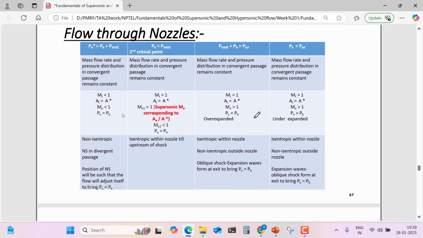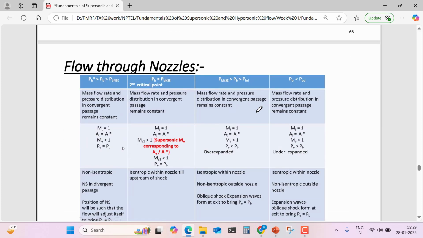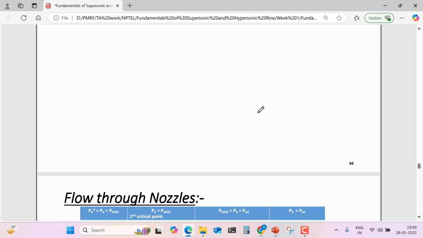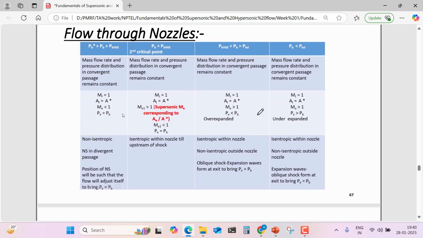Now if we reduce pressure further than the third critical point, then the flow will become underexpanded. Due to the underexpansion, at the exit there will be first an expansion wave, then an oblique shock, because the expansion wave will decrease pressure more than what was necessary to bring it to the back pressure. So there will be a series of expansion waves and oblique shocks at the exit, and the flow will remain isentropic till the nozzle exit.